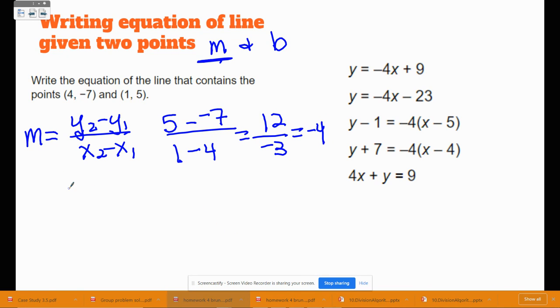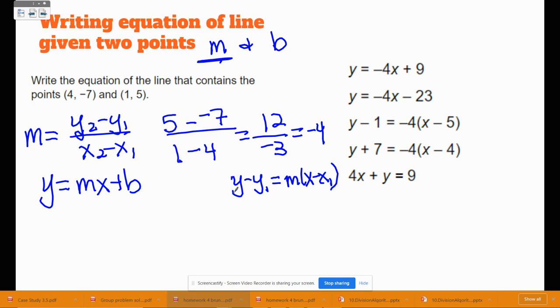All you need is m and b. Now you have 2 options from here. Mrs. Bruno usually does go with the mx plus b. A lot of you will go with the y minus y1 equals m times (x minus x1). Okay, I'm going to go both routes so you can pick which way you like to do. I would not do both all the time. I would try to get a feeling for which one you like best and stick with that.